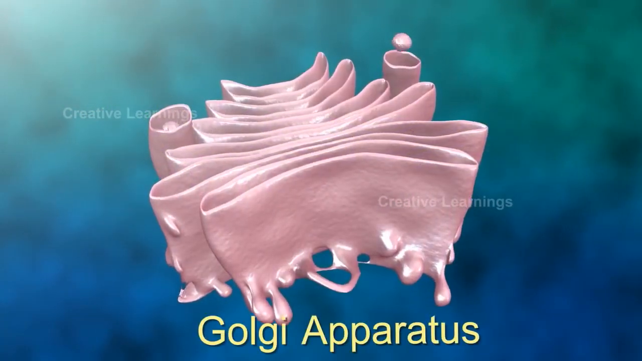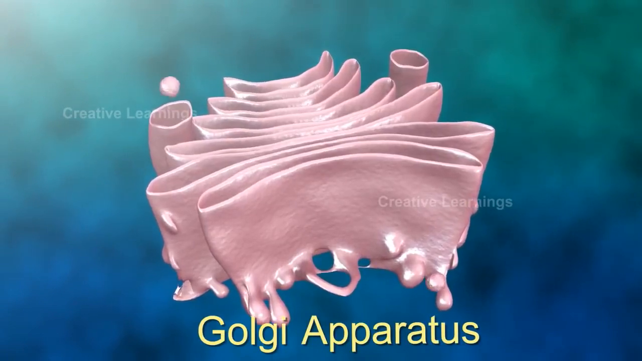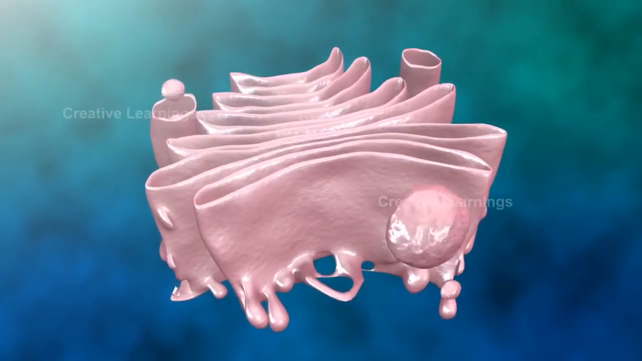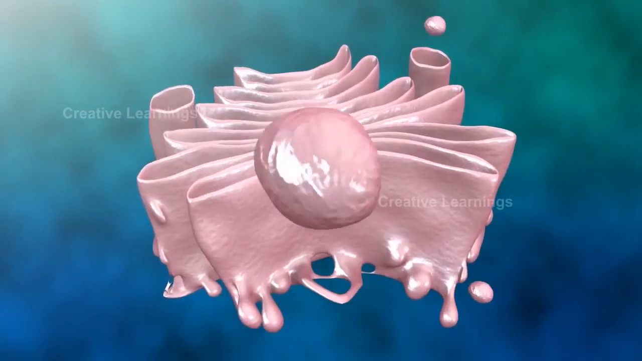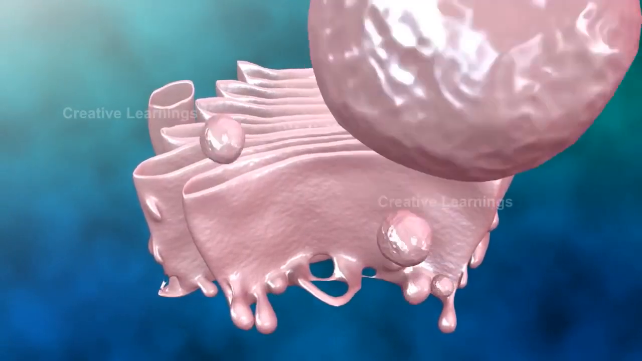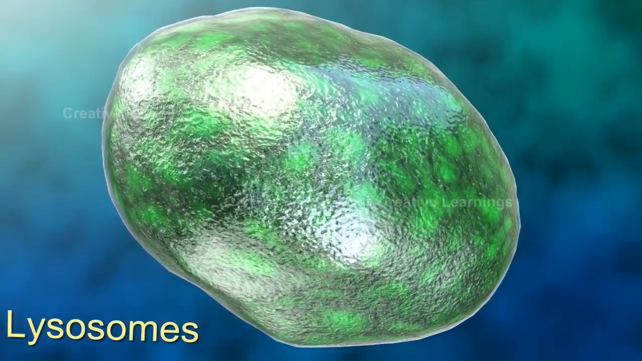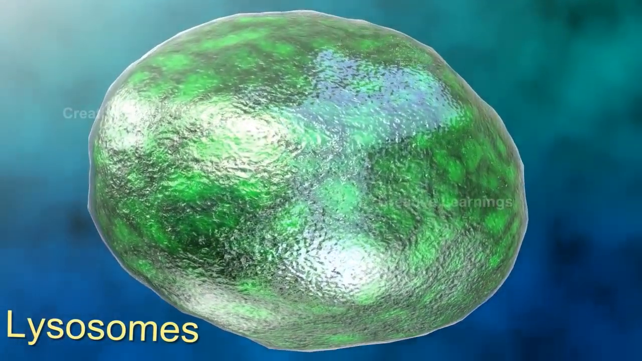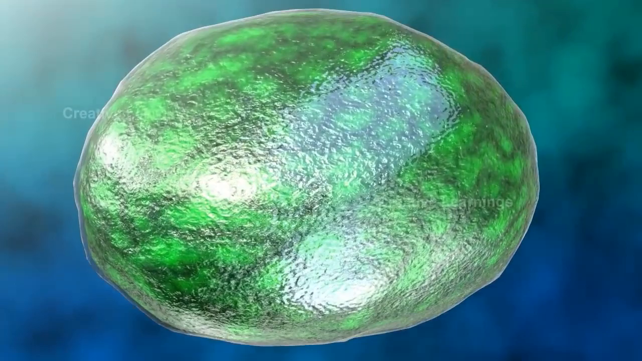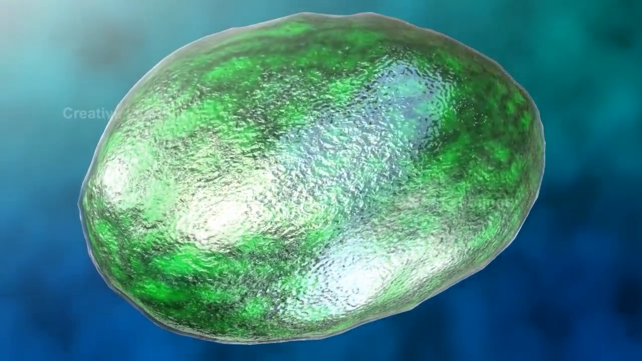Golgi apparatus is the system of membranous sacs called cisternae. The purpose of Golgi apparatus is to transport secretory vesicles and form lysosomes. Lysosomes are the suicidal bags of the cell. They contain digestive enzymes and perform intracellular digestion.